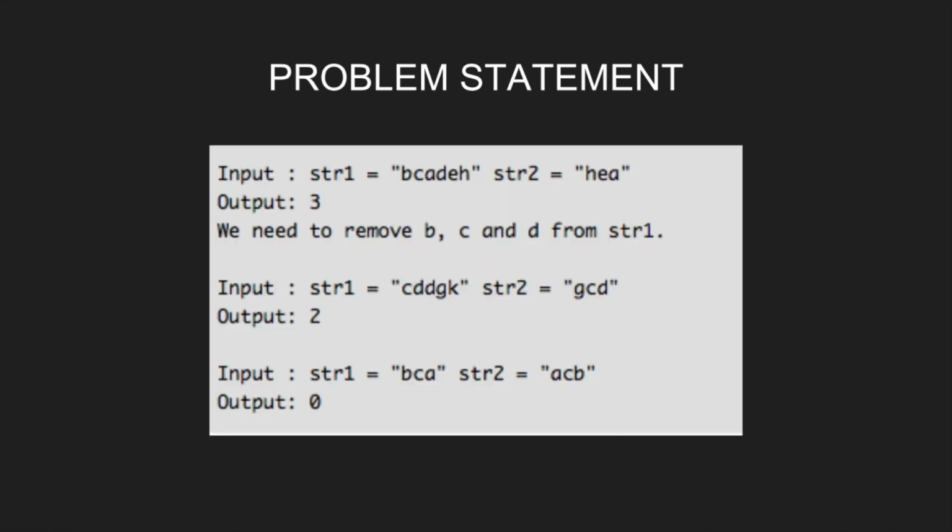For input string 1 equal to BCADEH, string 2 equal to HEA, output will be 3 as we need to remove B, C and D from string 1. Input string 1 equal to CDDGK, string 2 equal to GCD, output will be 2 as we need to remove D and K from string 1. For input string 1 equal to BCA, string 2 equal to ACB, output will be 0 as they are already anagrams.